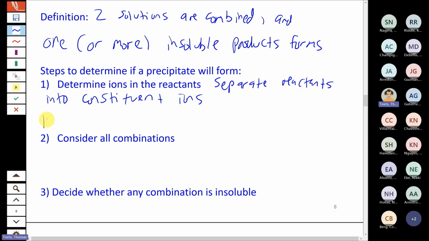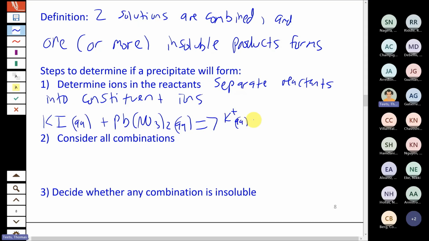The reaction that video had from the first or second day of class was this one here. They were taking aqueous potassium iodide and combining it with aqueous lead nitrate, lead 2 nitrate specifically. Both of these compounds are initially dissolved in the water. When they're dissolved, as we talked about earlier today, they break up into the individual ions that make them up. So when we dissolve potassium iodide in water, we get K plus and I minus. Those are the two ions that make up that compound.